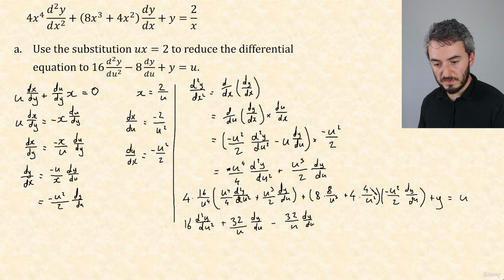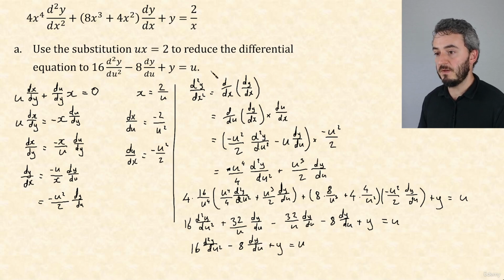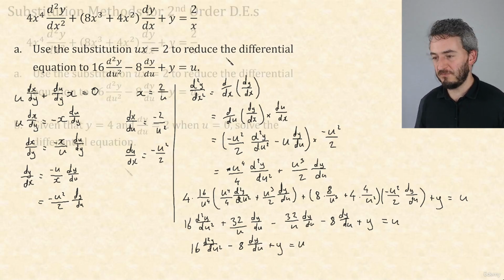Then it's 4 times 4 is 16, divided by 2 is 8, minus, so it's minus 8, the u squares cancel, dy by du, plus y equals u, and that's the result we wanted, right? It's 16 d2y by du squared minus 8 dy by du plus y equals u. We've done it. We have shown that it reduces to that. So let's move on to B and solve it.